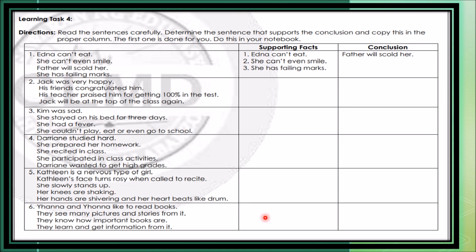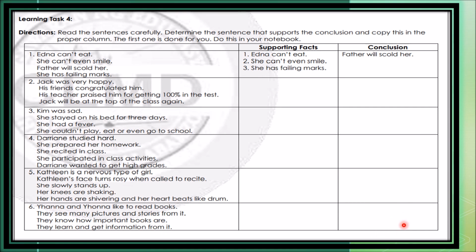Okay. Then number 6, Yana and Jonah like to read books. They see many pictures and stories from it. They know how important books are. They learn and get information from it. Okay. Now, what are the supporting facts and what is the conclusion? You're going to write it here.